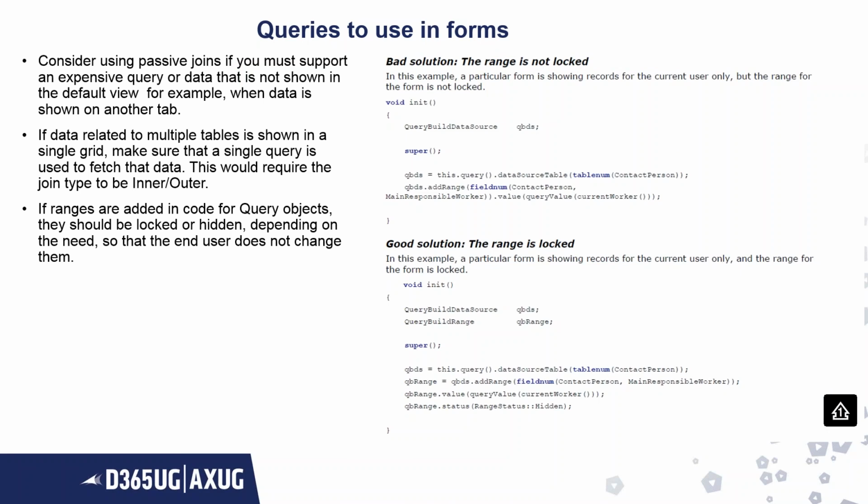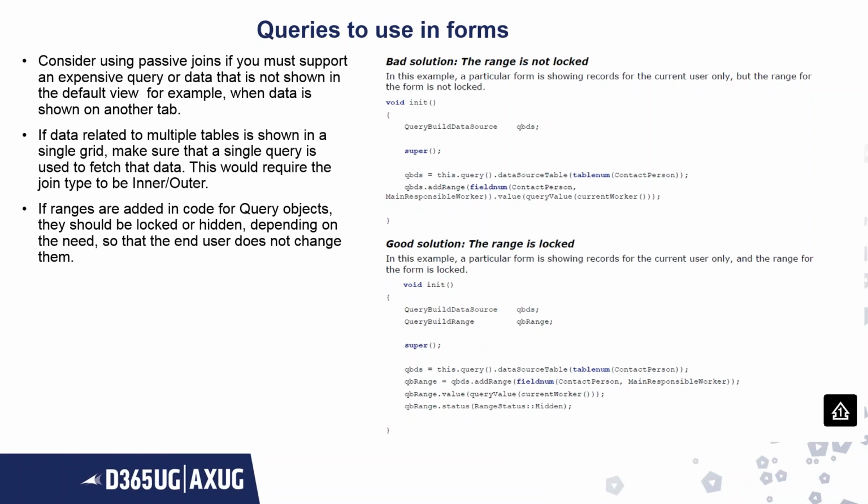Which queries to use in forms. Use passive joins if you support an expensive query that is not shown in the default view. For example, when the data is shown on another tab. If the data is related to multiple tables in a single grid, make sure that a single query is used to fetch that data. You can use any join, inner join, outer join, based on the ranges you are trying to achieve from the data.